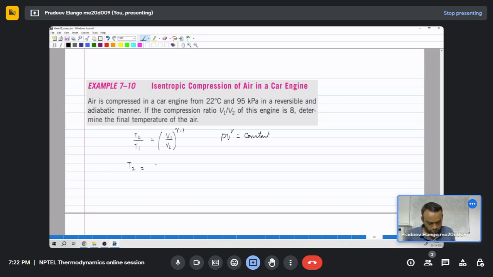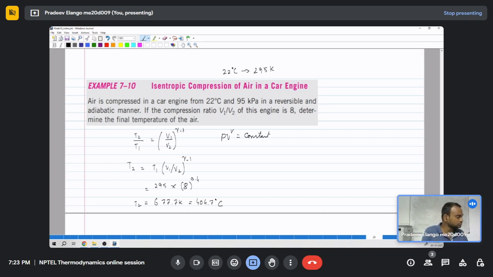Now T2 is T1 into (V1 by V2) power gamma minus 1. T1 is 22 degrees Celsius, that is 295 Kelvin, into V1 by V2 is 8, power gamma minus 1 is 0.4, so we can calculate. So this is 677.7 Kelvin, and that is 404.7 degrees Celsius. So this is our final temperature. I hope this problem is clear.